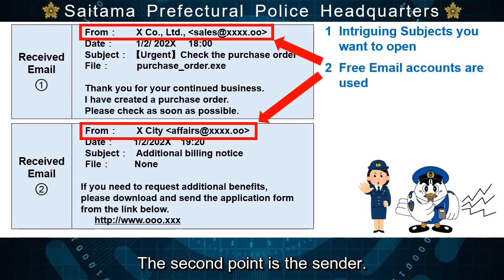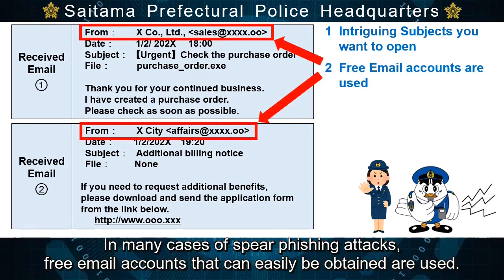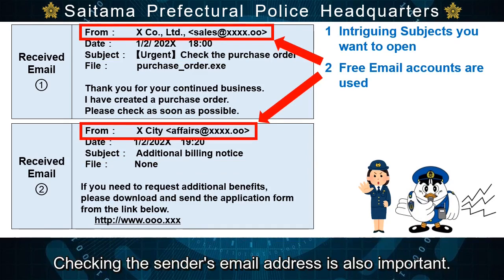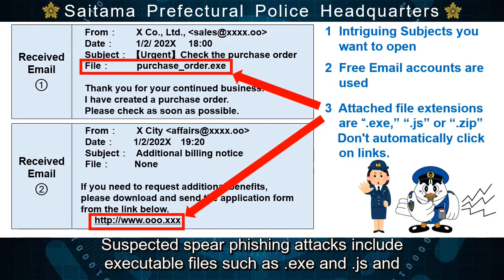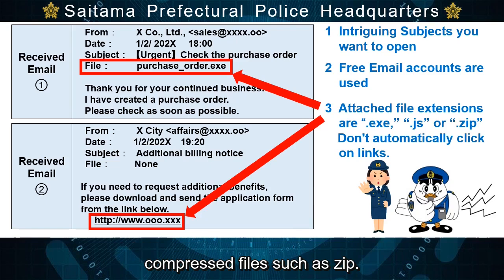The second point is the sender. In many cases of spear phishing attacks, free email accounts that can easily be obtained are used. Checking the sender's email address is also important. The third point is the attached file and the URL link. Suspected spear phishing attacks include executable files such as .exe and .js and compressed files such as zip.